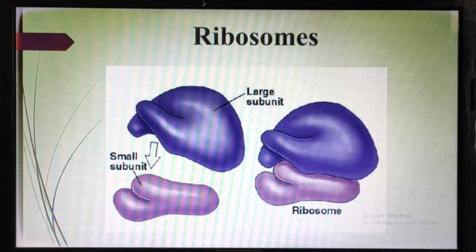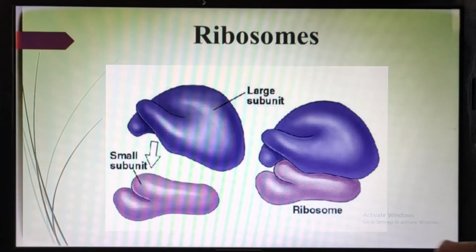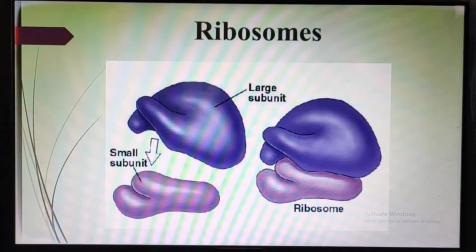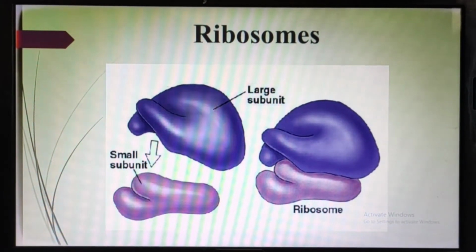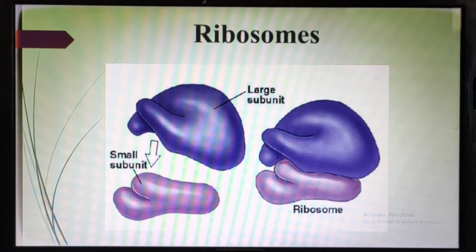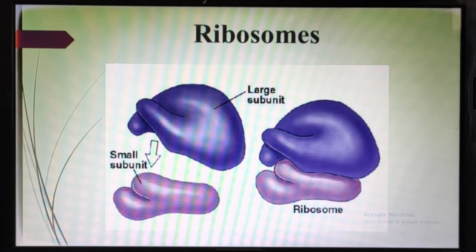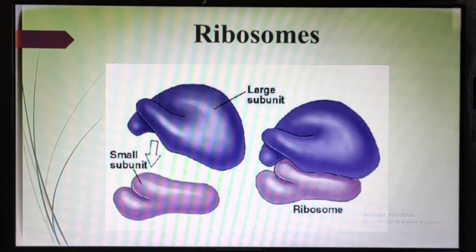Now we will see the ribosomes. So you can see this is the diagram of a ribosome, and this ribosome has a large subunit and a small subunit. The large subunit is called large because it has a large structure. And there is a small subunit, called small because it has a small structure.